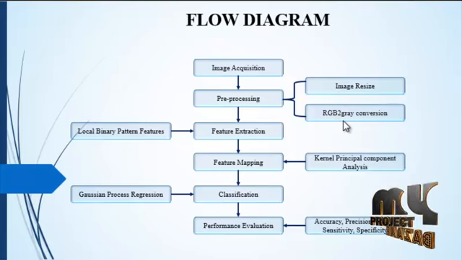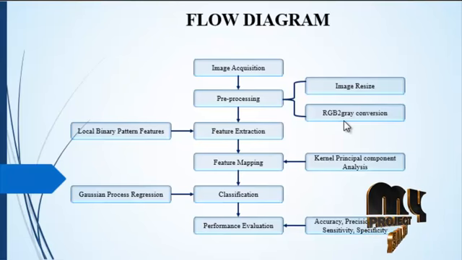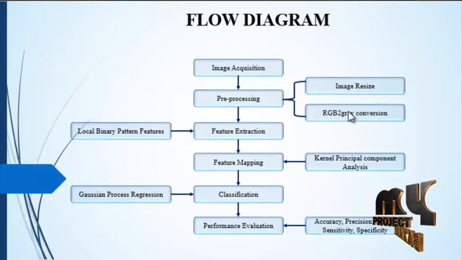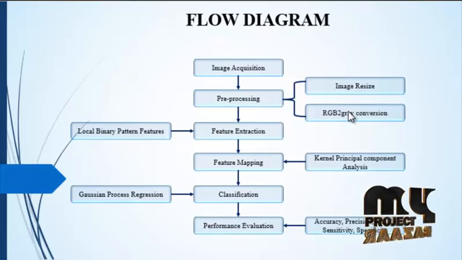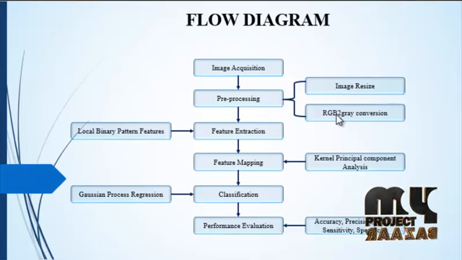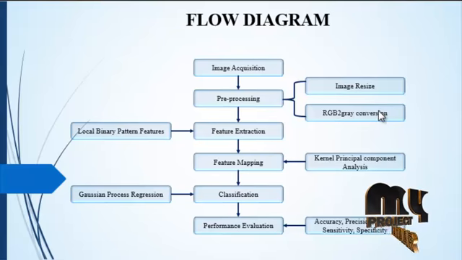And after that, the RGB to gray conversion. The original image consists of three channels, red, green, and blue, and the three-channel combined image is called an RGB image. We are going to convert the RGB image into a single-channel image, that is a gray image, which is black and white. So here we are converting the original RGB image into the gray image.